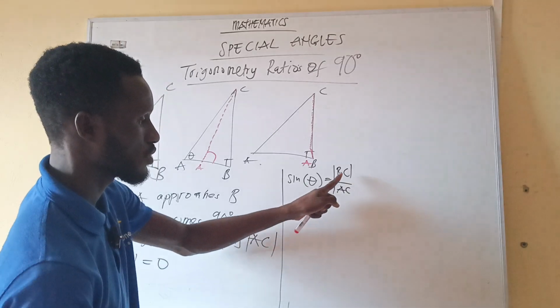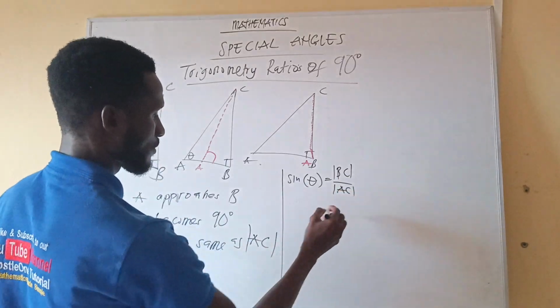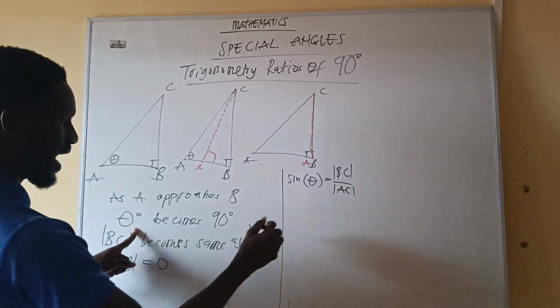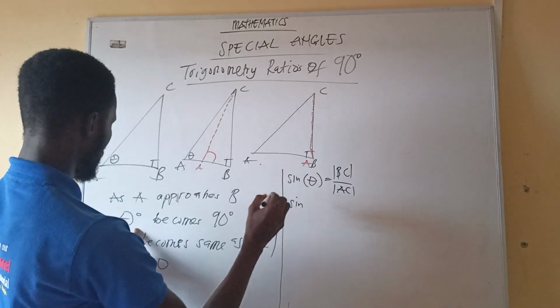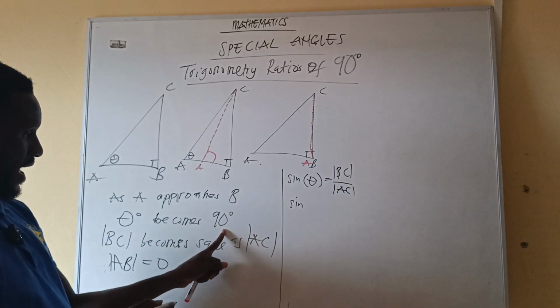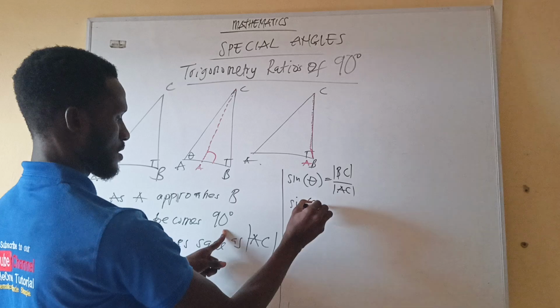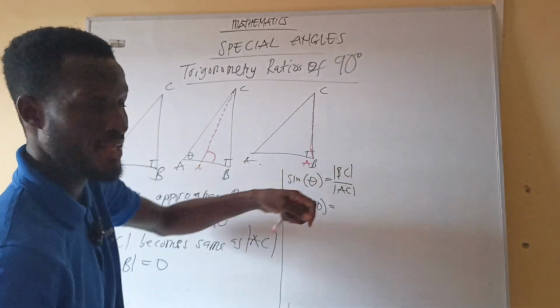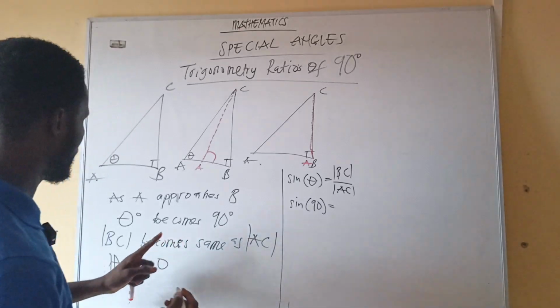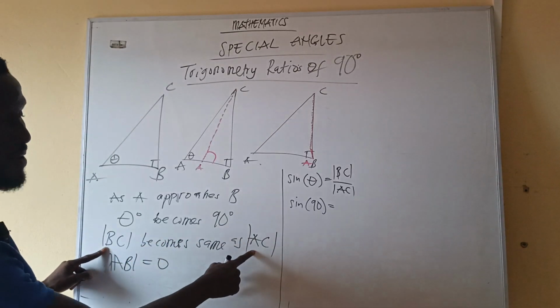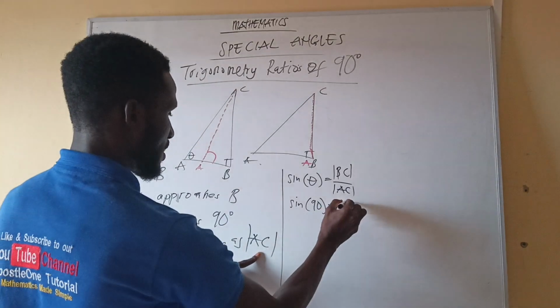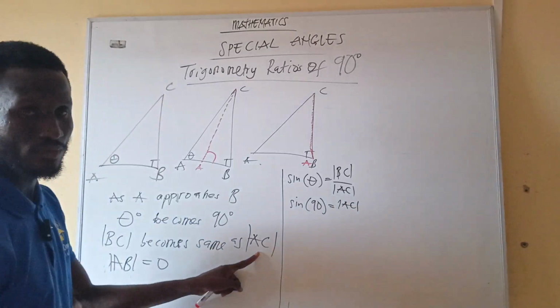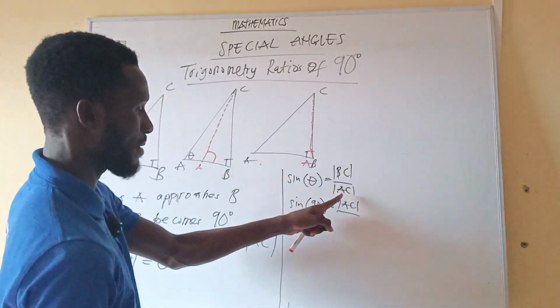Now, sine theta is equal to BC over AC. So as the theta approaches 0, we're going to get sine 0. As the theta approaches 90, we're going to get sine 90. Now, what is sine 90? It is still BC over what? AC. Now, what is BC? Don't forget that BC becomes the same as AC. So our BC becomes the same as AC, divided by AC.